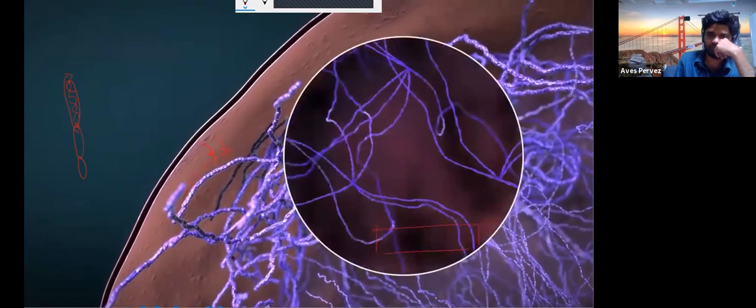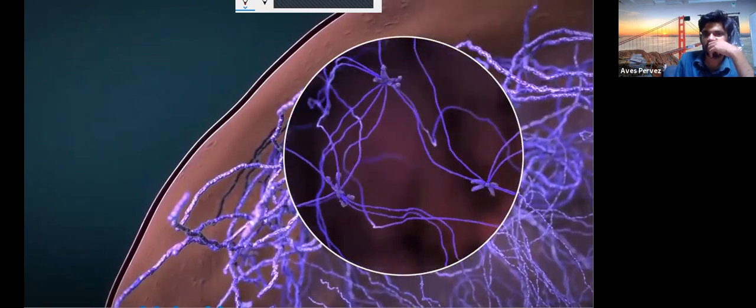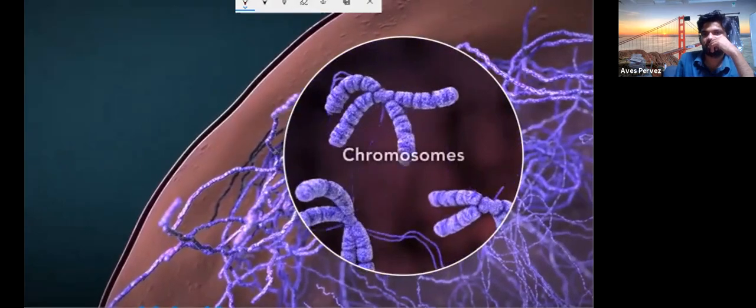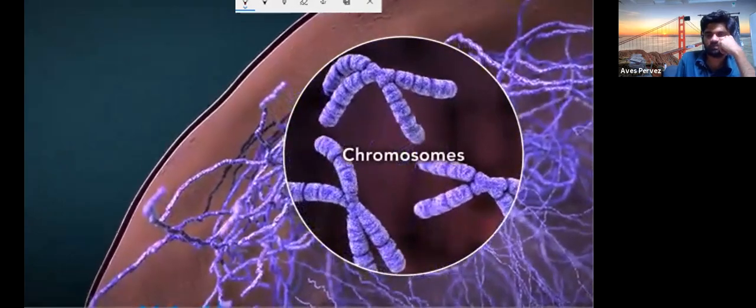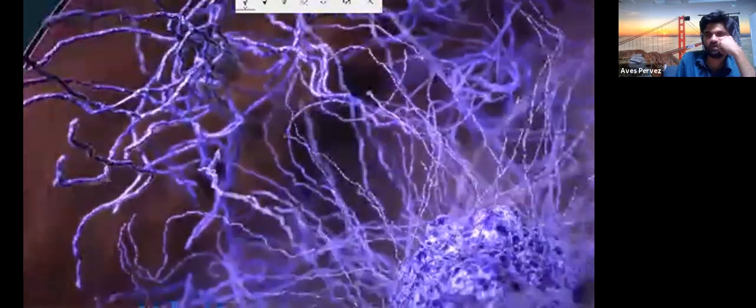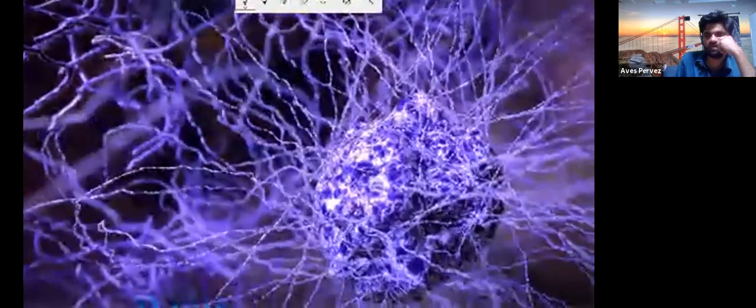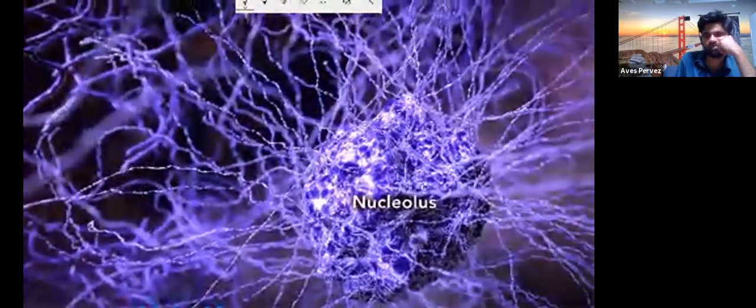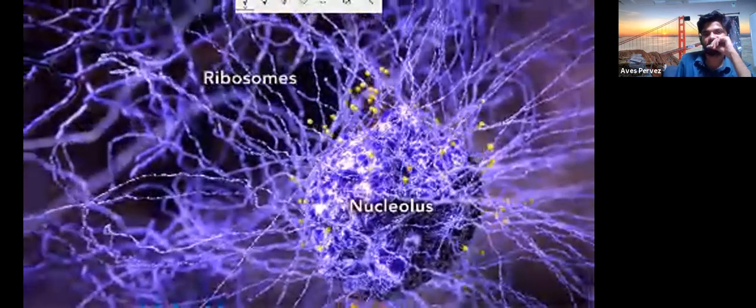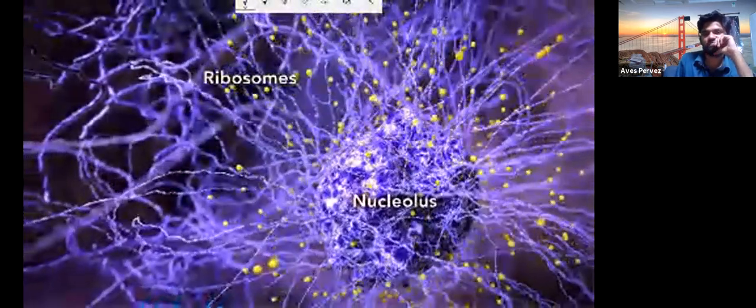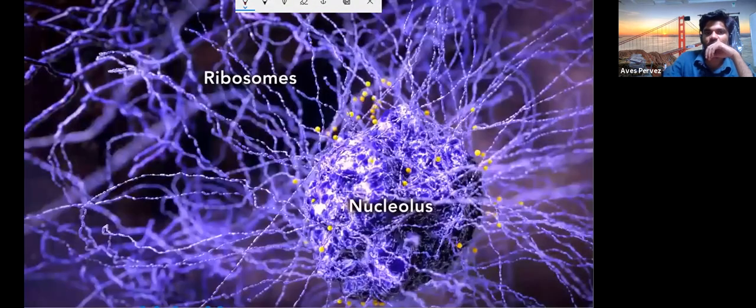Let's move further. When a cell is ready to divide, DNA condenses into structures known as chromosomes. The nucleus also contains a nucleolus, which is a structure where ribosomes are made. Ribosomes are synthesized here inside the nucleus.